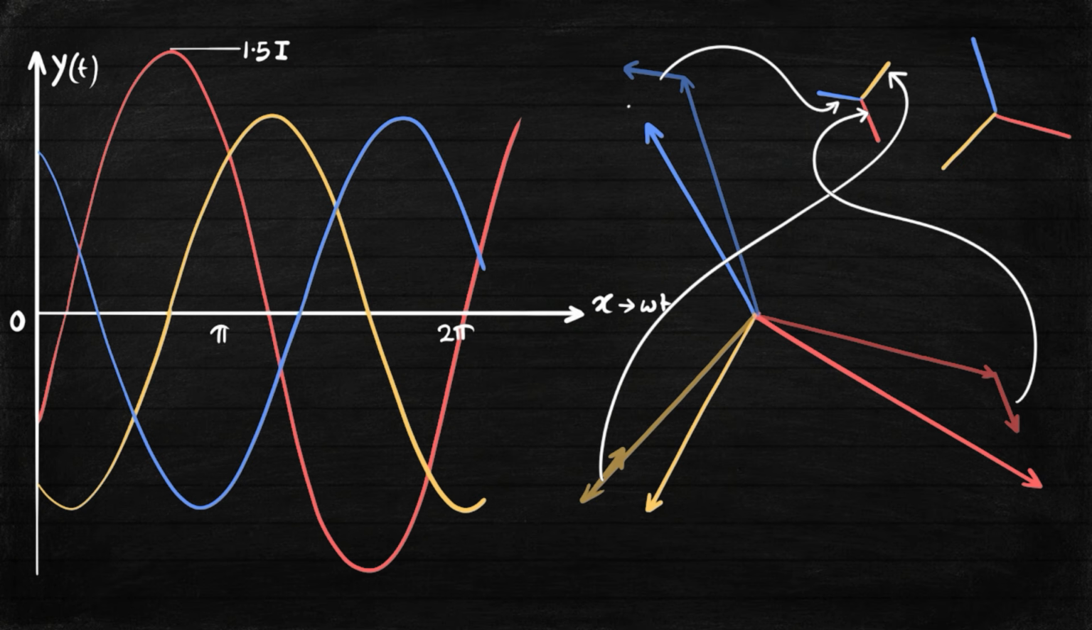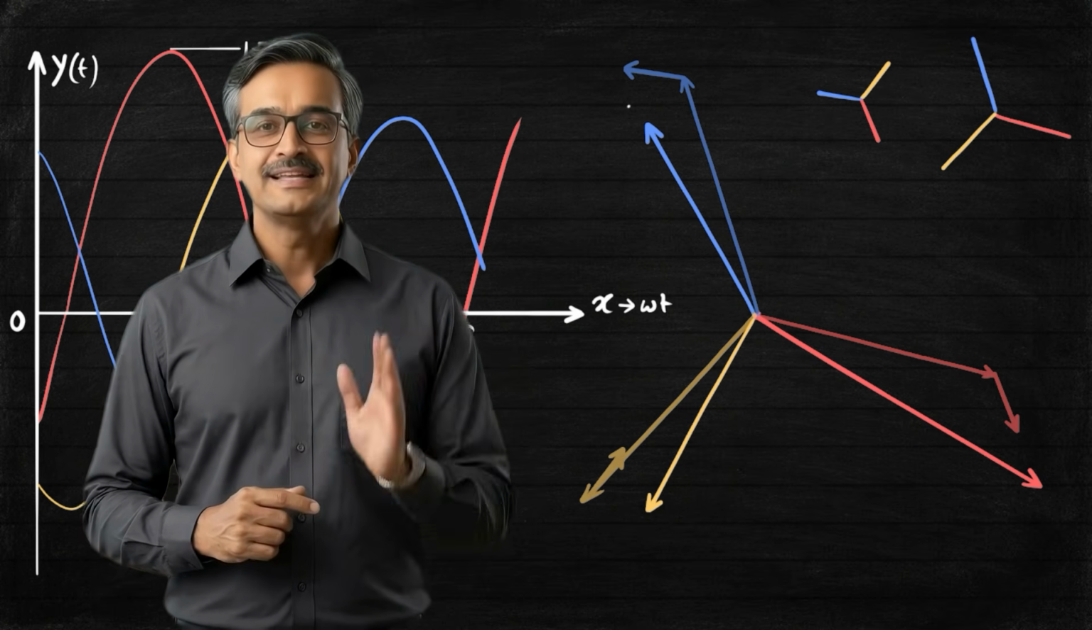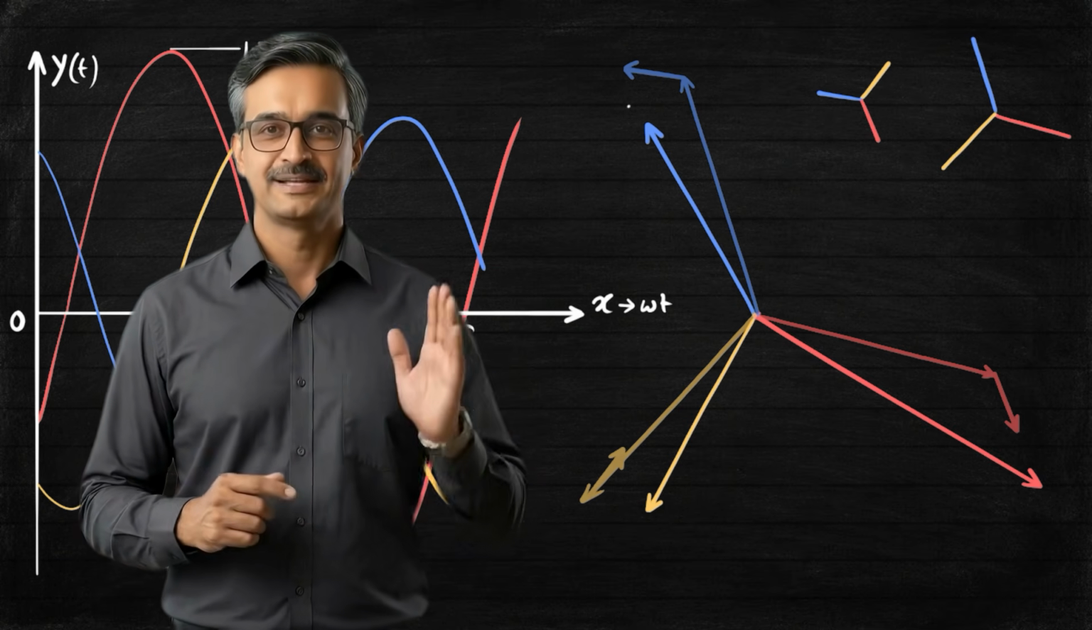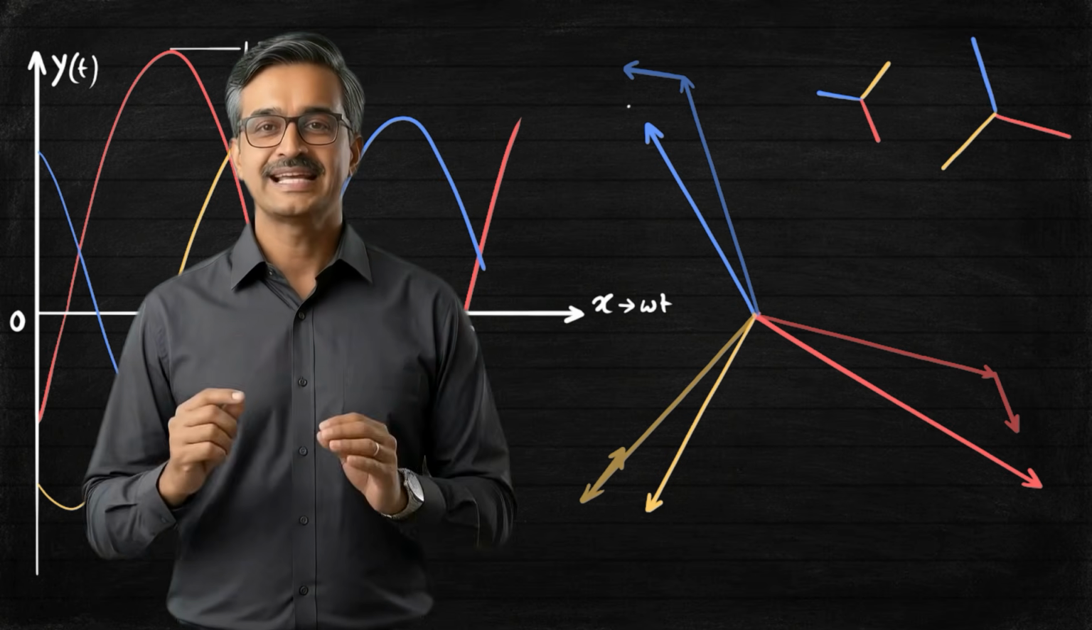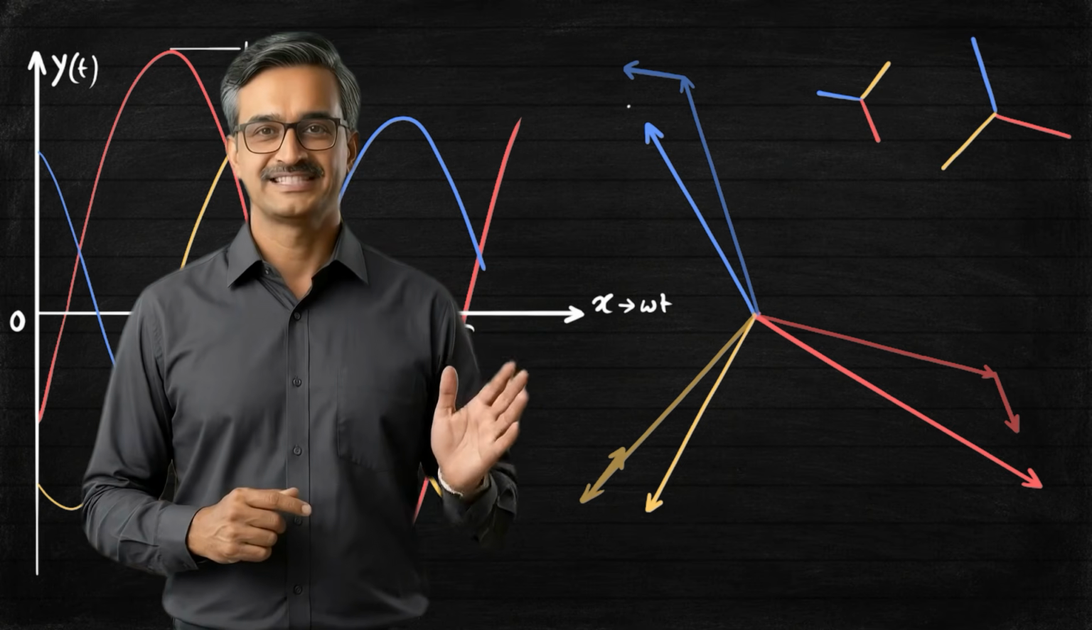Now, this negative sequence set will also not produce any resultant current in the neutral connection. Because although the phase sequence is reversed, the three negative sequence currents are still balanced and 120 degrees apart from each other. Therefore, their vector sum is 0.